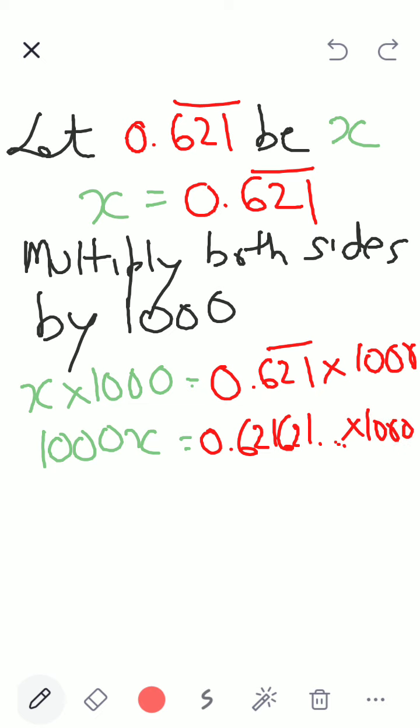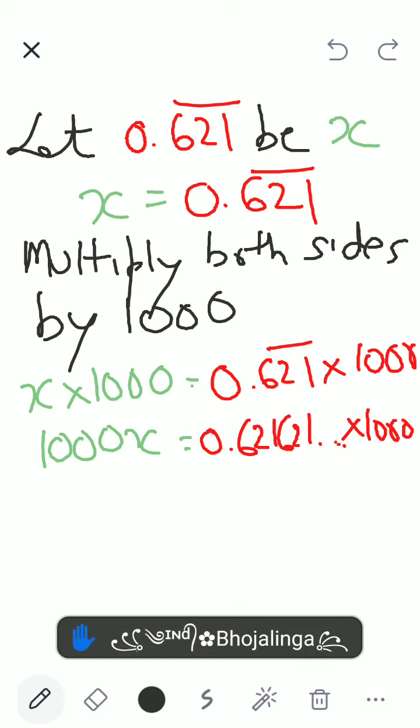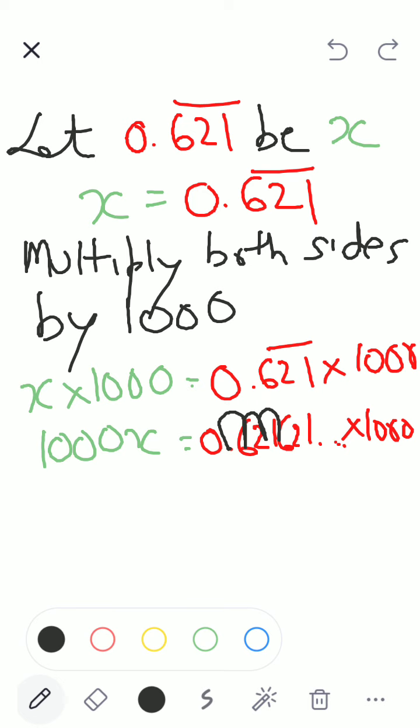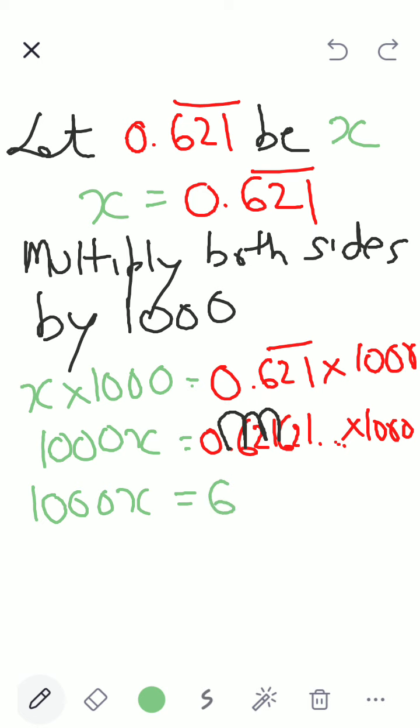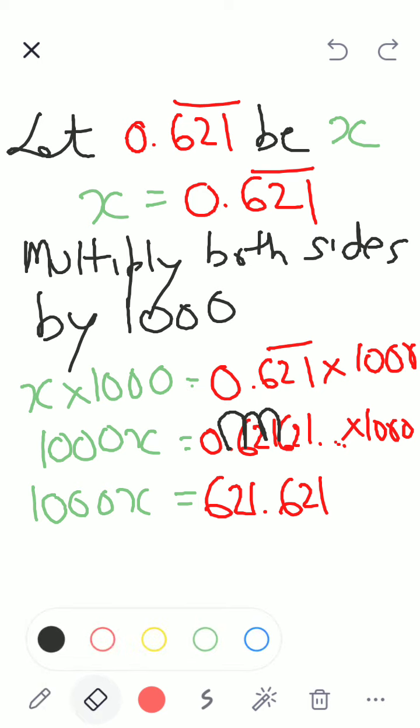Correct? When I multiply any number by 1000, what happens to the decimal point? It moves three positions, three zeros in 1000, so three positions. Clear? Very good. So the equation will become 1000x equal to 621.621, and so on, which is nothing but 621 recurring. Correct?